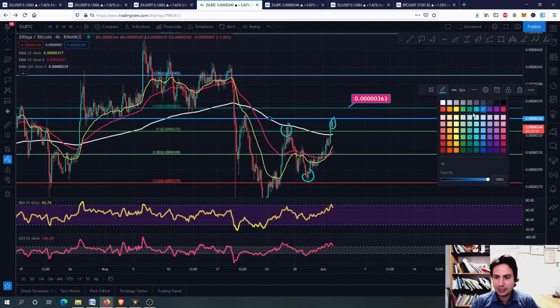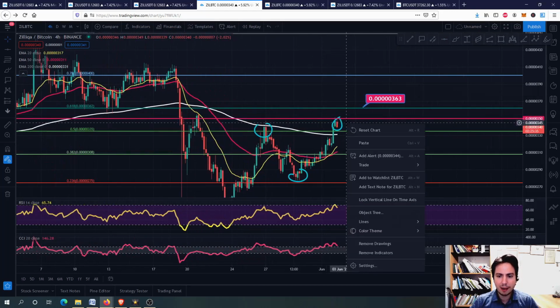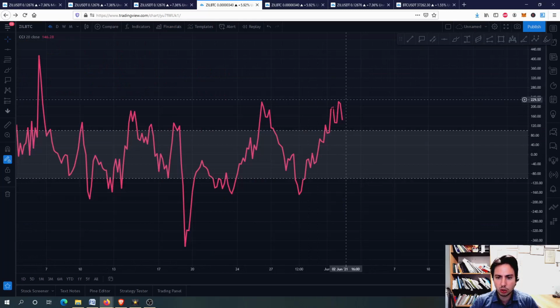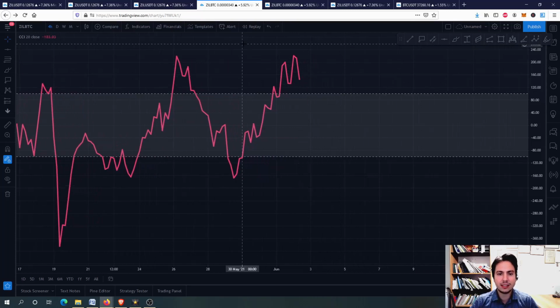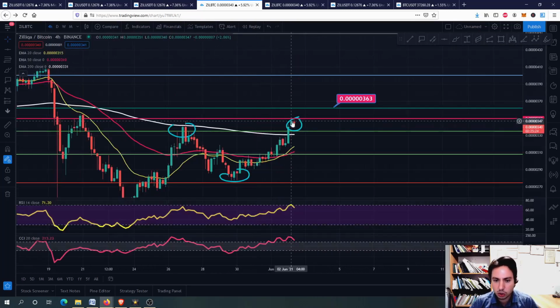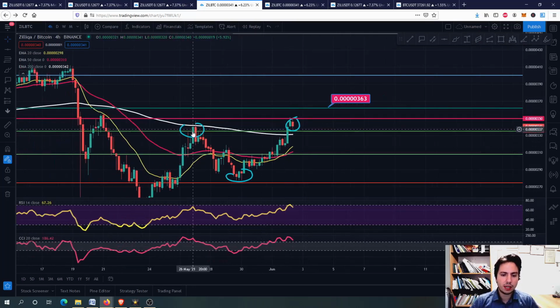You can see this is a very critical line we are about to test, but we are correcting for now because we had an overbought situation. That's why, guys, we are going downwards, because the commodity channel index was above 100 in the ZIL against Bitcoin chart also. That's why you are seeing this 4-hour frame, and that's why you shouldn't worry at all, because we have seen this multiple times.